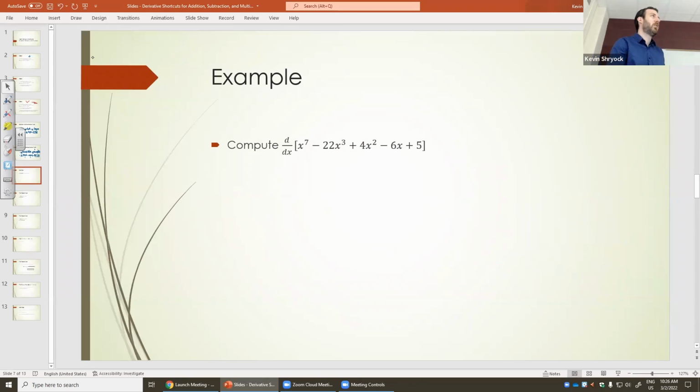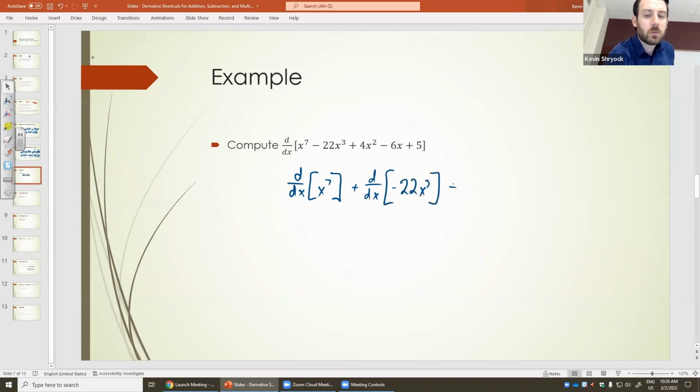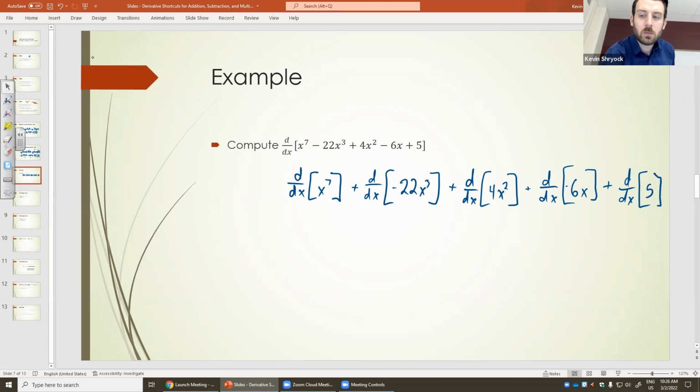So if I wanted to make this super formal for my very first notes, I would say if I wanted to do the derivative of all of this through the addition and subtraction shortcut, I know that I can do the derivative of each individual piece. So I would write that nice and explicit. So that's through the addition and subtraction shortcut.